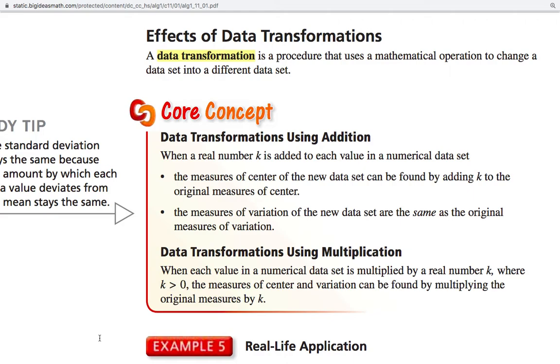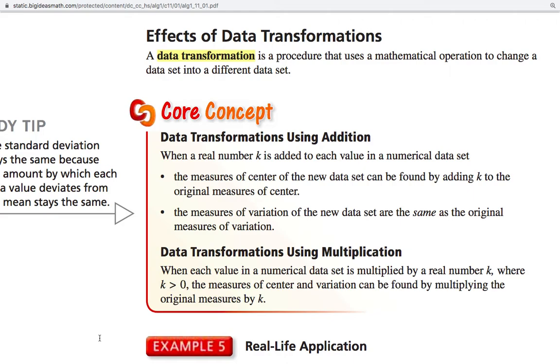If you add a number to every point in a data set, when you add the same thing to everything, then all you have to do is add that same amount onto your mean, median, and mode. Okay, that's all you have to do. So if I'm saying that I'm going to take my data set and add 4 to everything, well, then I'm going to take 4 and add it to my mean, my median, my mode as well.